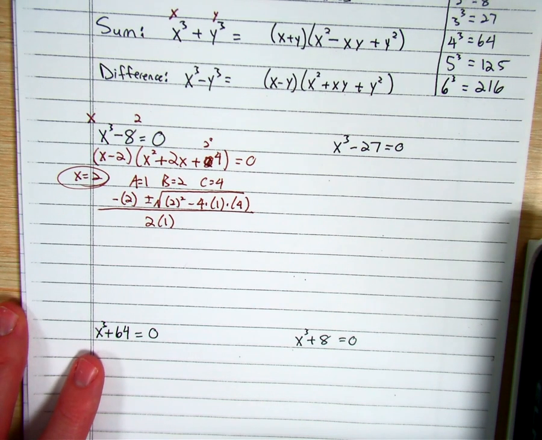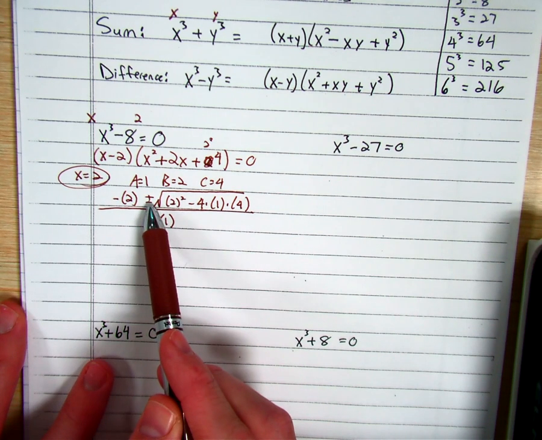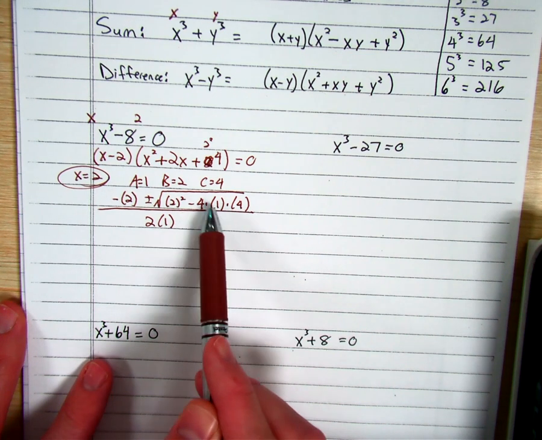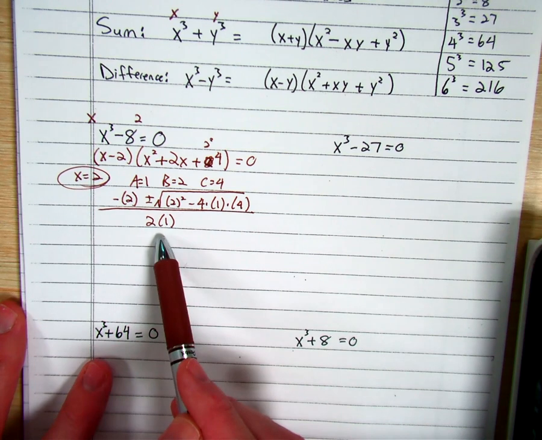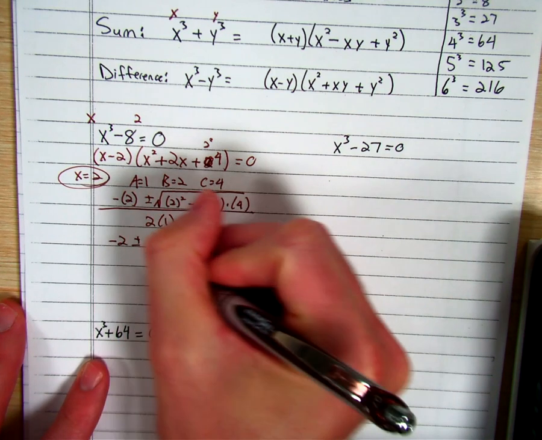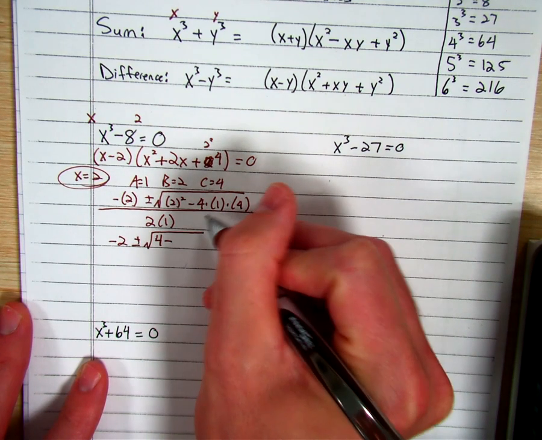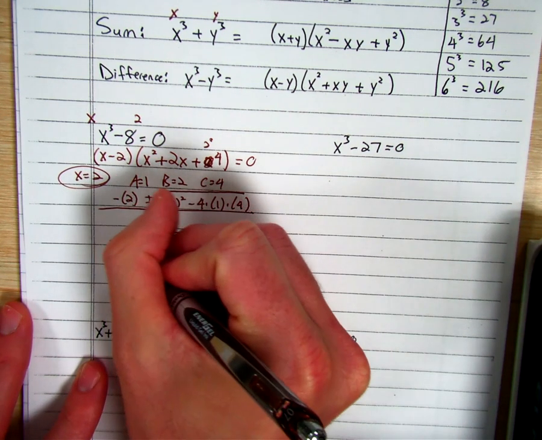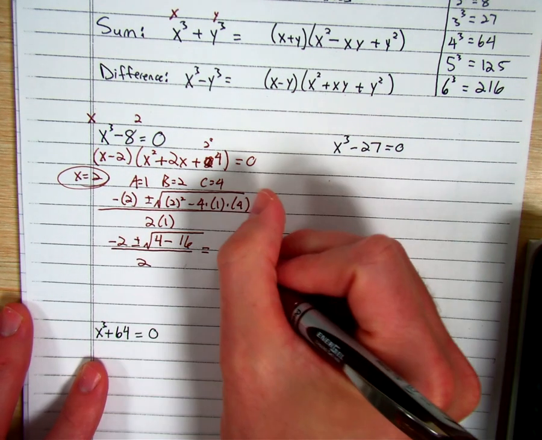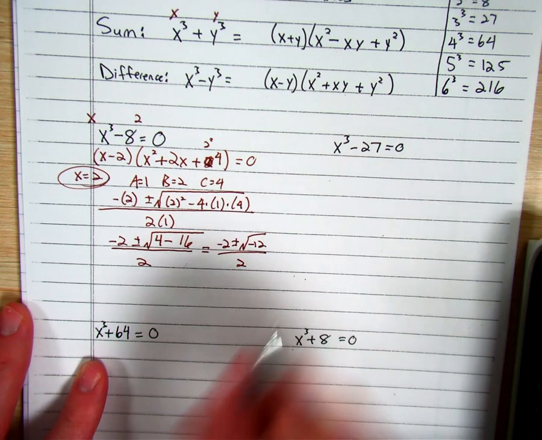Take a look, make sure we see where all those numbers are coming from. Negative of our b number, plus minus, big square root, b number squared, minus 4 times our a number times our c number, all over 2a. Especially early on, you're going to want to go slow and really take your time with these steps. So 2 squared is 4, minus 4 times 1 times 4 is minus 16. Negative 2 plus or minus the square root of negative 12 over 2.